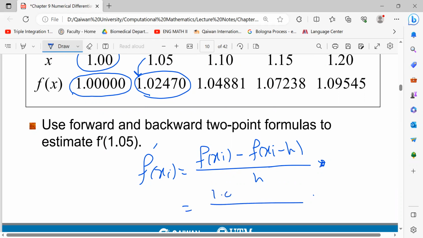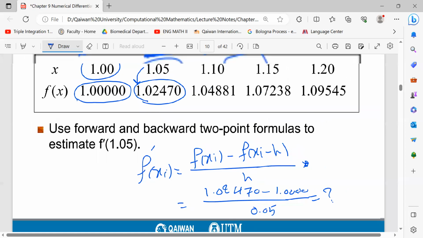It's 1.02470 minus 1.0000, all dividing by H. H is 0.05. Calculate this. You'll get this. It's easy. The table is given. We can find H. If you just know what's XI, be sure that you'll get the results correct. Okay? It's easy.